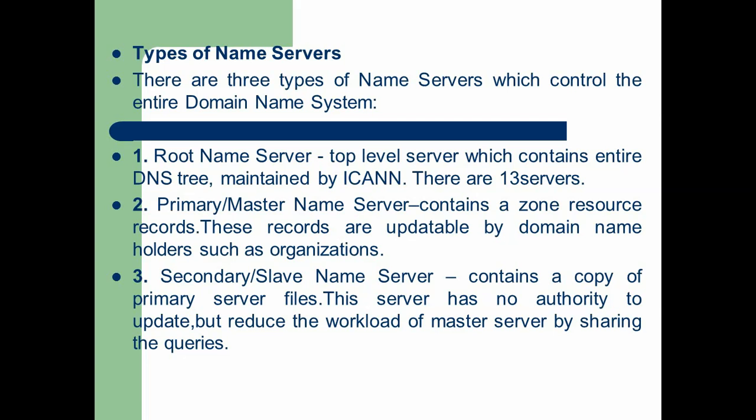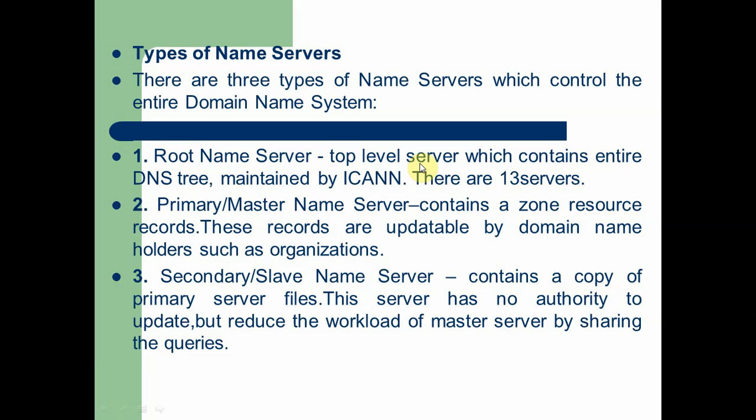server. So the root name server, otherwise called the top level server, contains the entire DNS tree. The complete address of any web page is stored in this root name server, maintained by ICANN. ICANN is the organization where everyone should register their web page. Only then is their URL allotted by ICANN, and their IP addresses are also allotted by ICANN to every page in the world. There are 13 root servers in the world. They are managed by ICANN, the Internet Corporation for Assigned Names and Numbers.